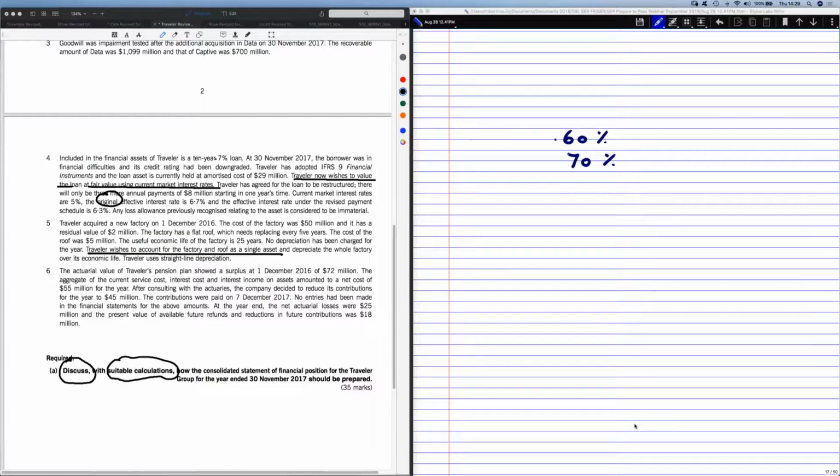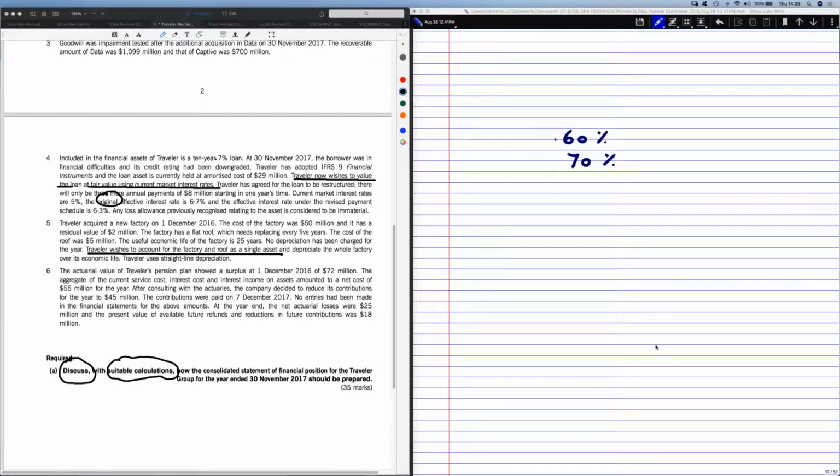Right. That's what I want us to be thinking about here, please, because that is the whole essence of this point. Traveller needs to recognize the asset based upon the two components, because the two components have different useful lives, and therefore the depreciation, i.e. the allocation of the cost of those components, needs to be on the basis of the life that is expected from those components. Very, very good.